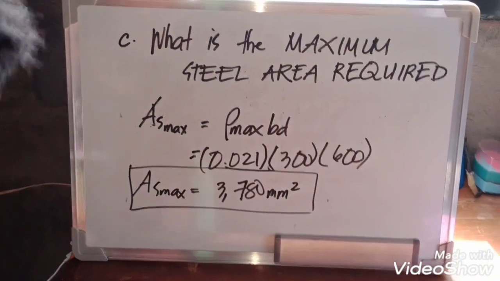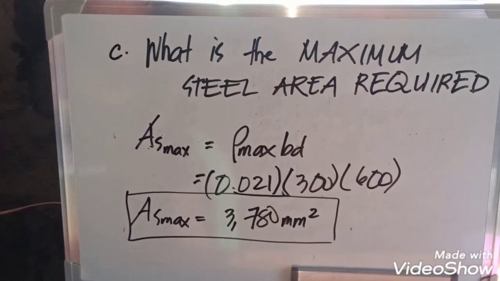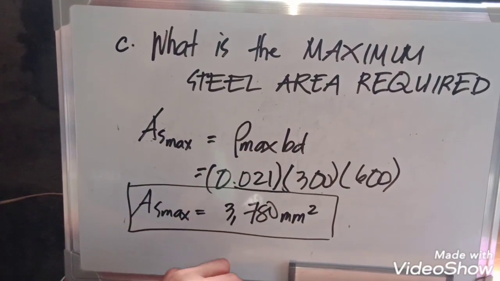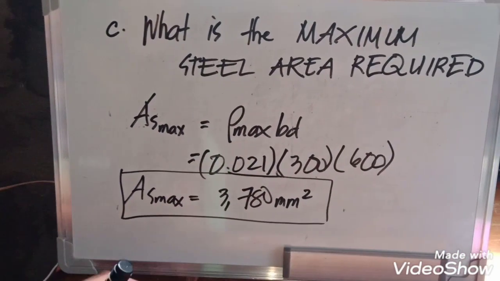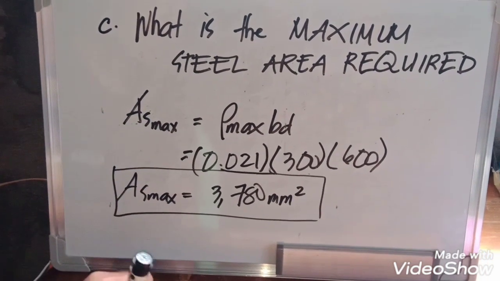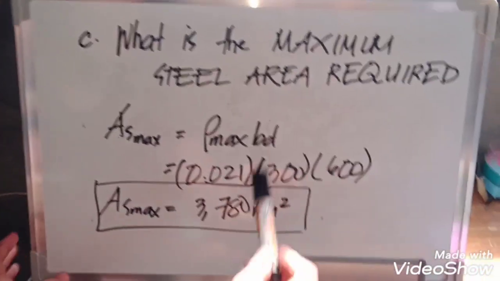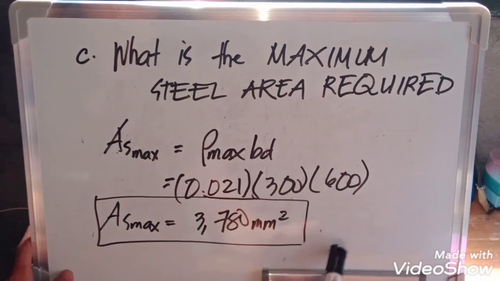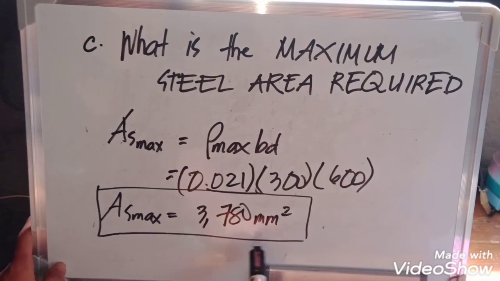The last thing that we need to find in the second problem is the maximum steel area required. Since we already have our P max, which is equal to 0.021, we can substitute it in the formula for the maximum steel area required, which is P max times BD, equal to 0.021 times our B, which is 300, times our D, which is 600 millimeter, resulting in As max equal to 3,780 millimeter squared.